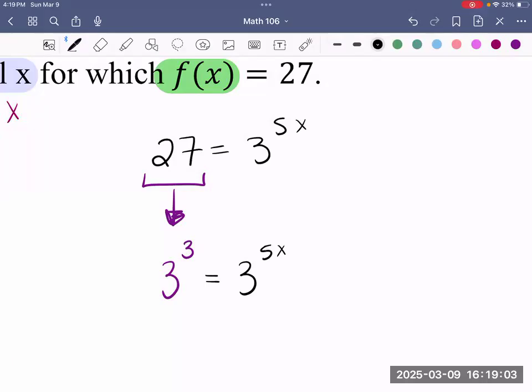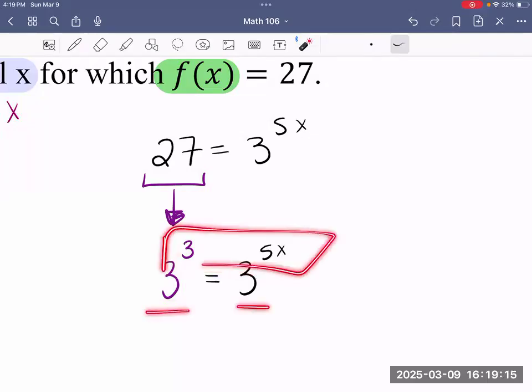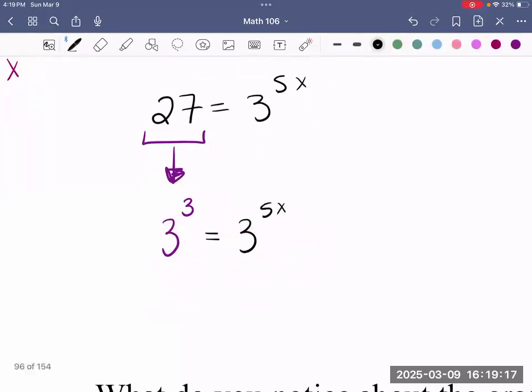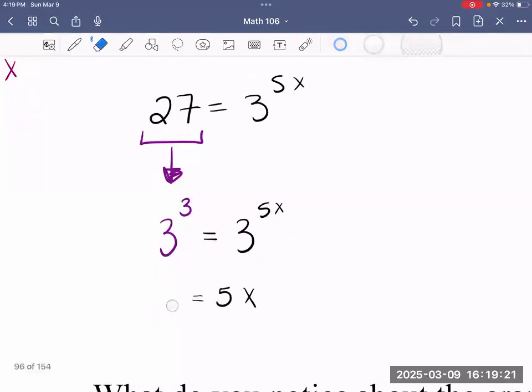And now what's really nice about these elementary cases is that we can therefore ignore these 3's as your base, because now it's all about your exponent. Your base is matched, and now we need to come up with an x that matches. 3 is equal to 5x, and let me replace that 3 over here. So we can go ahead and divide by 5. So you have 3/5 is equal to x. And there you have solved for your variable.